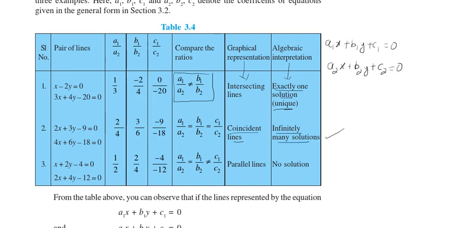And the third possibility is that if a1 upon a2 is equal to b1 upon b2 but not equal to c1 upon c2, the lines will be parallel and they don't have any common solution; we say no solution. So this part of the table is very important because questions do ask on these conditions. So you have to remember it.